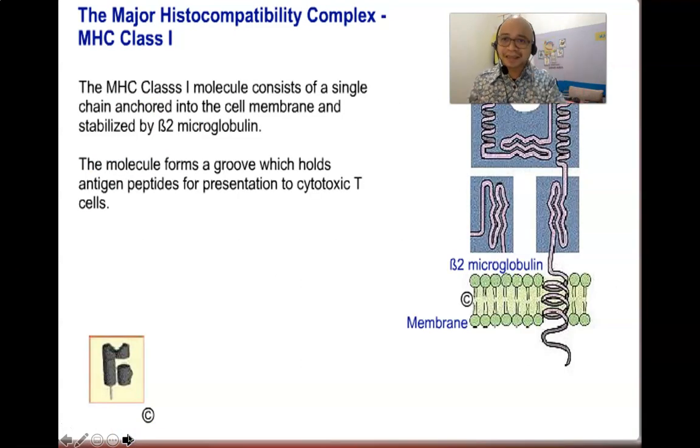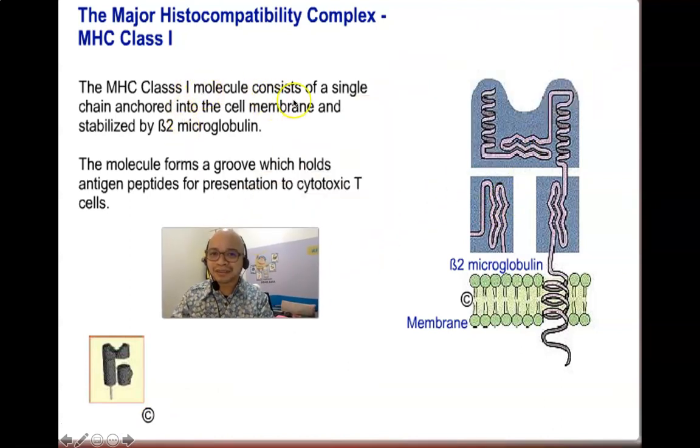So let's discuss MHC class 1. Take note, MHC class 1 consists of a single chain anchored into the cell membrane. If this is the cell membrane, and this is the MHC class 1, you would notice that it is class 1 because it has a single chain, and this one is stabilized by beta 2 microglobulin. The molecule forms a groove which holds antigen peptides, and it will present antigen to cytotoxic T cells. Where can we find MHC class 1?